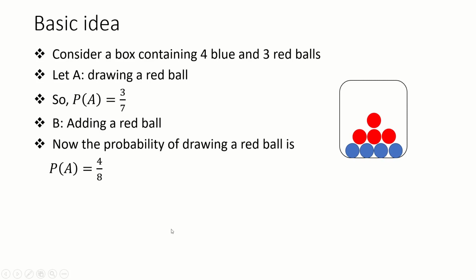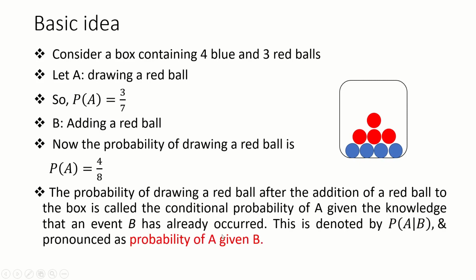So whenever you are comparing, the earlier probability of A was 3 by 7 in this case, and when the event B is already happening, after happening of B the probability of A is 4 by 8. So this probability of A is called the conditional probability of A, given that the event B has already occurred, and this is denoted by probability of A given B. This straight line symbol is read as given.